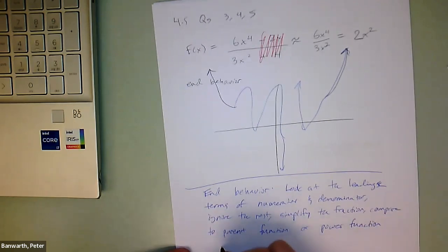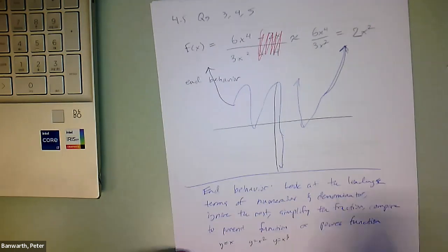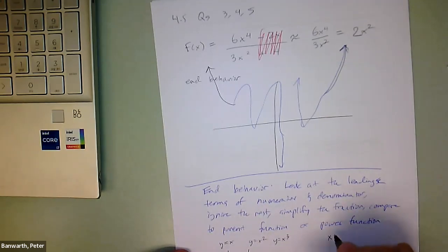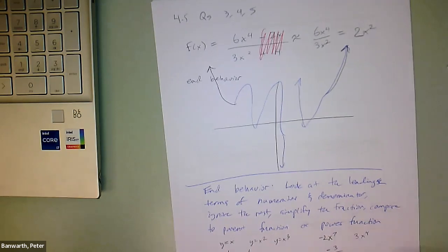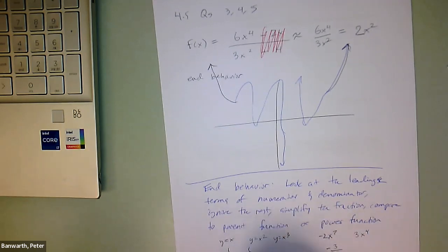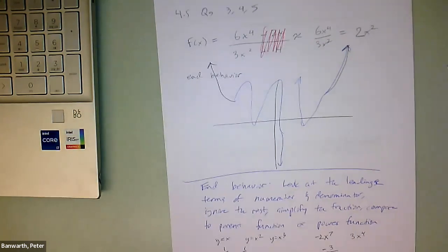Parent function might be something like y equals x, or y equals x squared, or y equals x cubed, or 1/x, or 1/x squared. Power functions, it could be something like x to the 7th, could have like a -2 there. It could be like a 3x to the 4th. You could have something like -3 over x to the 5th. But you're going to end up with something where there's only an x term in the numerator, or only an x term in the denominator, or maybe no x term at all, 3/2, or y equals -7, or something like that.